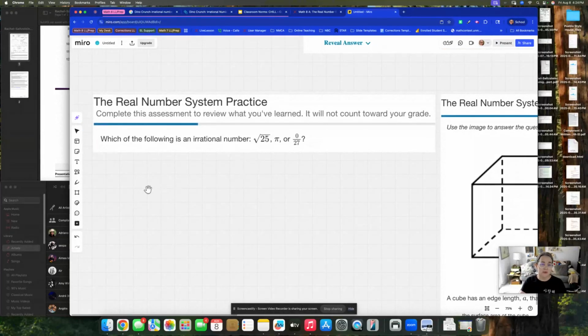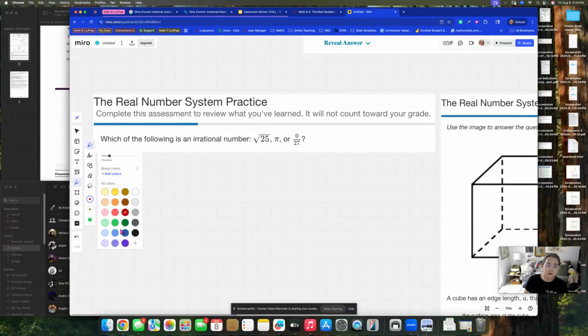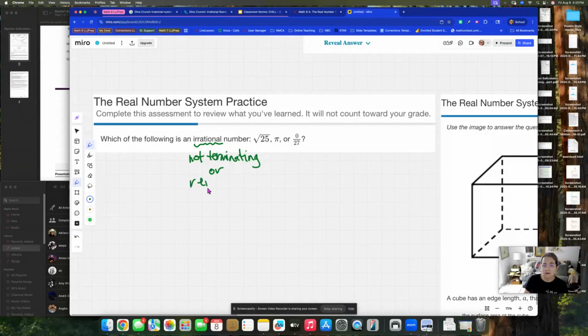Which of the following is an irrational number? Okay, so first of all, let's remember what irrational means. Irrational means it's not terminating or repeating.